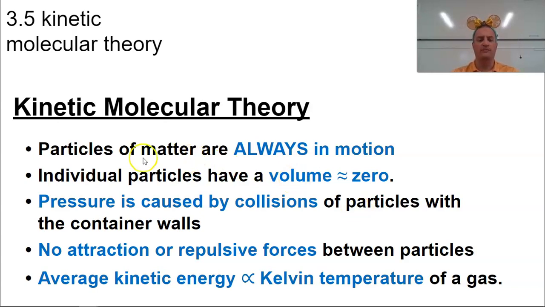So, the common assumptions. Particles of matter are always in motion. That goes to the state that we're above absolute zero, meaning things are going to be constantly moving. Individual particle volume is equal to zero. That's not the case, however, we assume it is to make things easier to discuss. However, this is a component of why things don't always work out: very, very large gases are going to have a substantial volume, which is going to affect what we see.